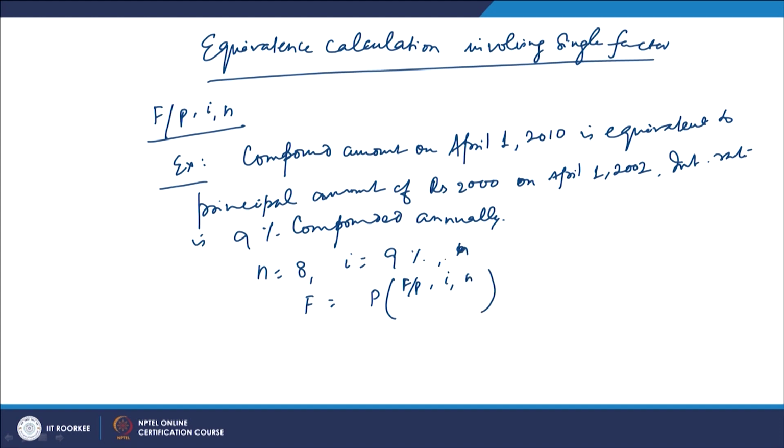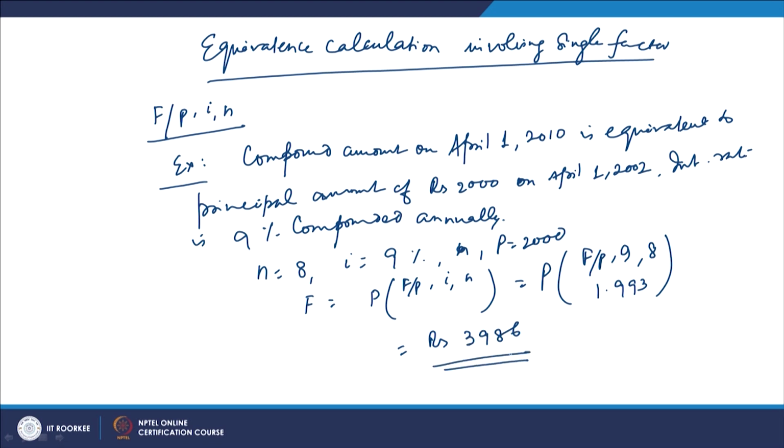The present amount was 2000, and for 9% we will refer to the 9% table. If you see the value of F by P, 9%, 8, that value will be something close to 1.993, and P is given as 2000. If you multiply that, it will be rupees 3986. This is the amount which will be equivalent to the present principal sum of 2000 on April 1, 2002.